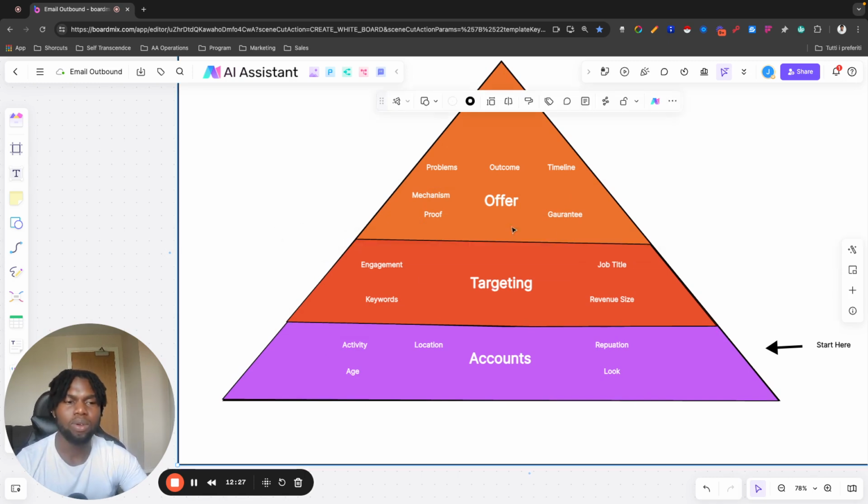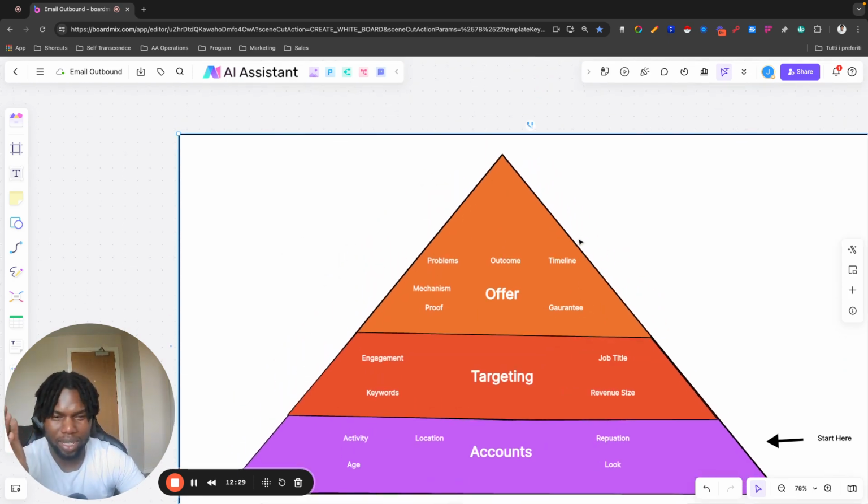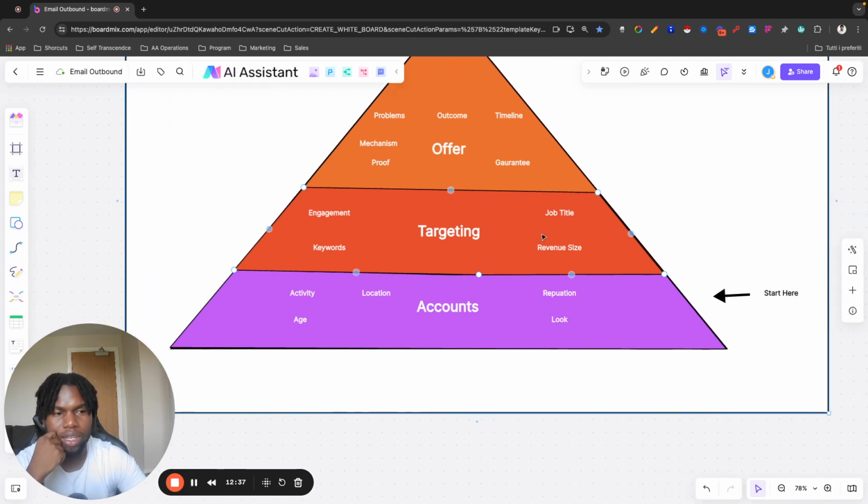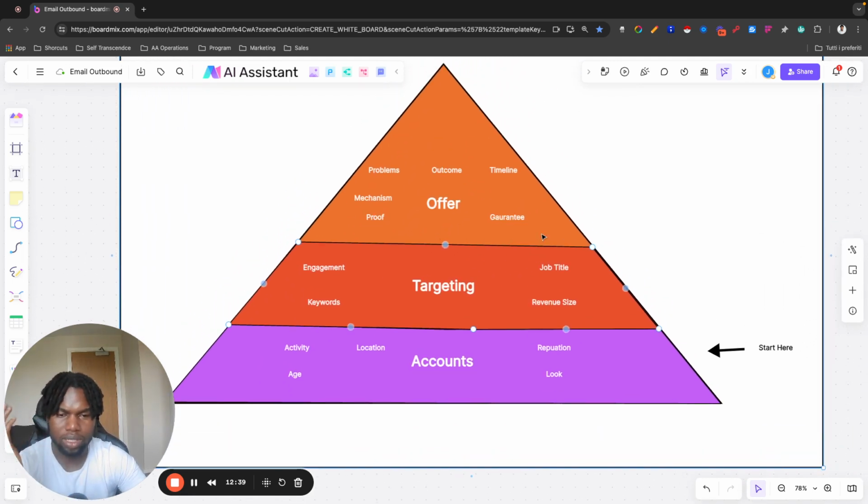Okay, so what I'd like you guys to do is take that. If you have something that's not working, really look down this pyramid or triangle and see where you're lacking in your campaigns. And if you need help fixing this, there's a link below to schedule a call.